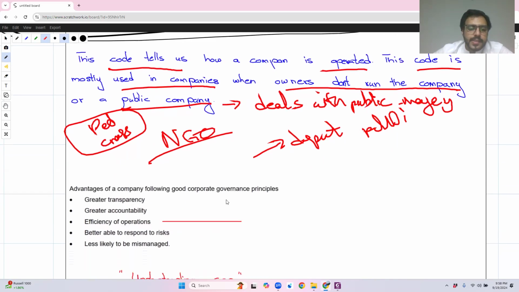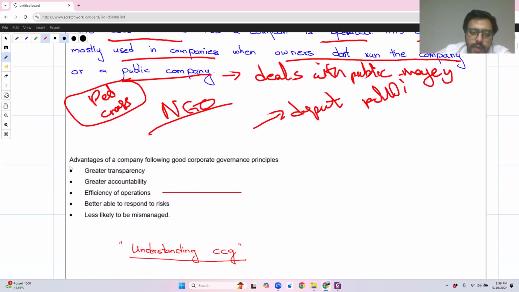Let's come towards why CCG was required, why CCG was made, the advantages of CCG as well. Greater transparency. When you have CCG involved, the company would be run more soundly. The decisions would be taken more properly. The shareholders will get to know what every single decision is being taken within the company. So greater transparency is there. Again, greater accountability. What is meant by accountability? If someone is doing the right thing, hold them accountable. What is being accountable? If they have done the right thing, give them a bonus. If they have done a wrong thing, give them a punishment.